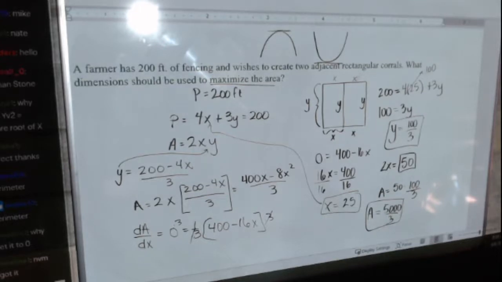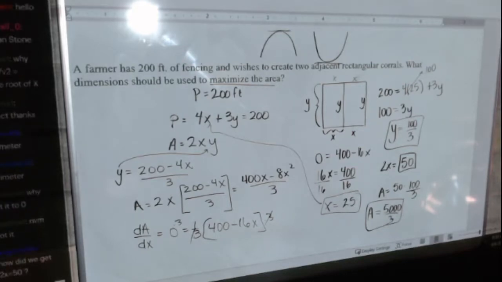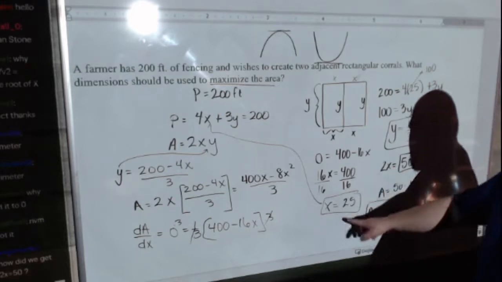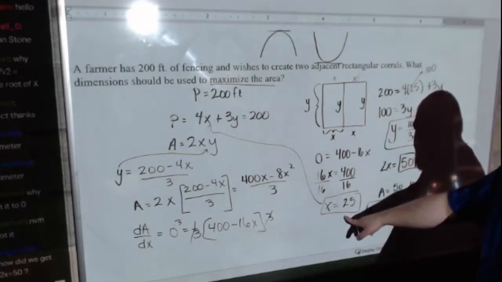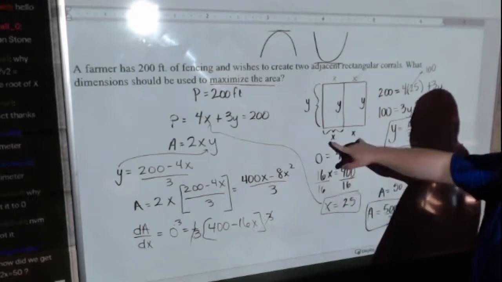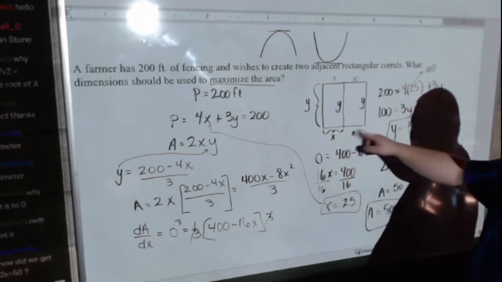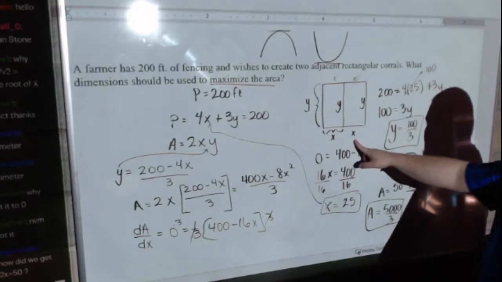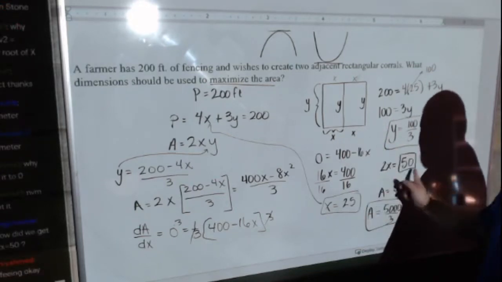So how are you guys feeling about these so far? How did we get 2x equal 50? I just took x is 25, and I want to know the total length of this whole side, so that's 2x. So I just did 2 times 25.